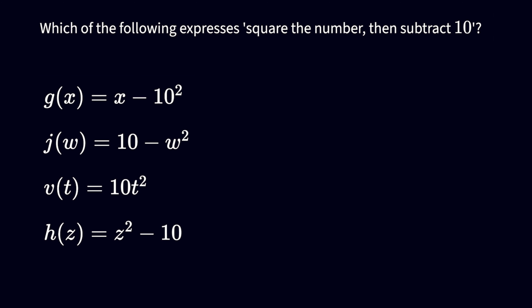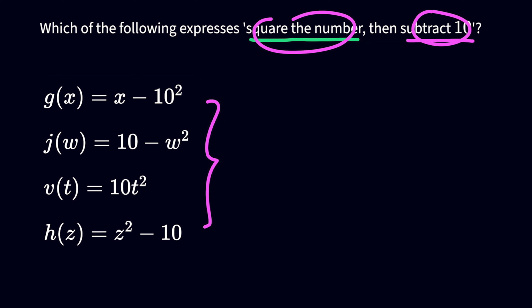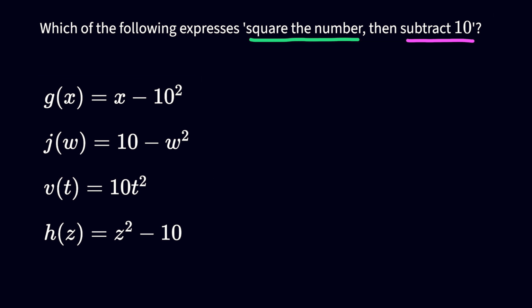Which of the following expresses square the number, then subtract 10? Okay, we have 4 potential answers. Let's figure it out. All we have to do for this is just match up the operations with what is given. So the first part we want to do in making a function, or a rule, is that in this case, we want to square the number.